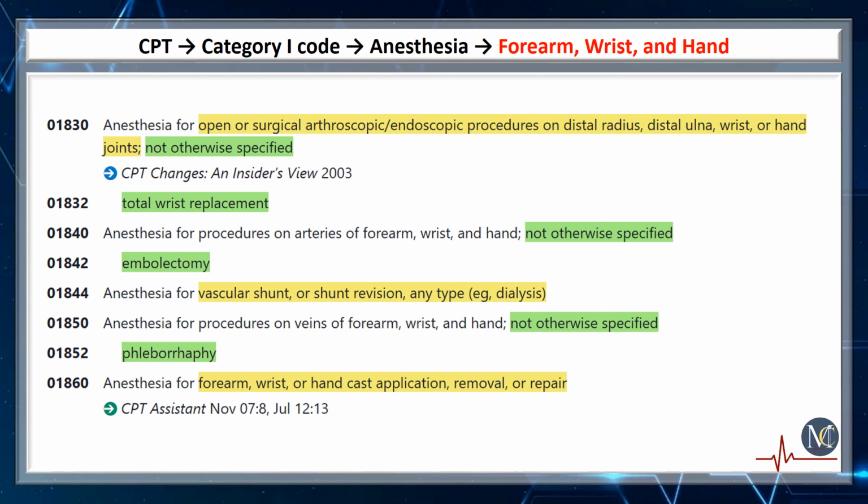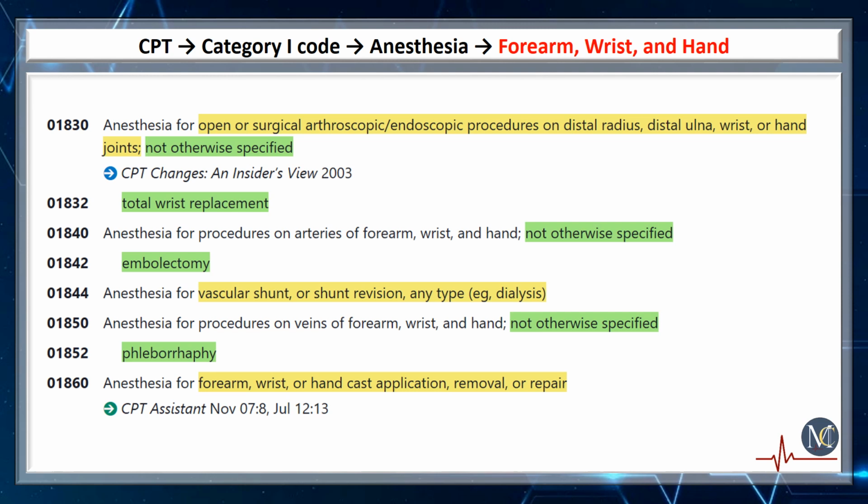Shunt is a passage or tube that is made to allow blood or other liquid to move from one part of the body to another. Vascular shunting is the process of redistribution of blood.